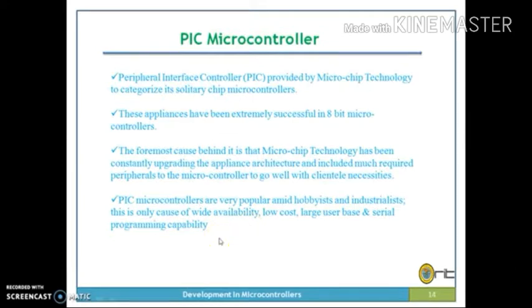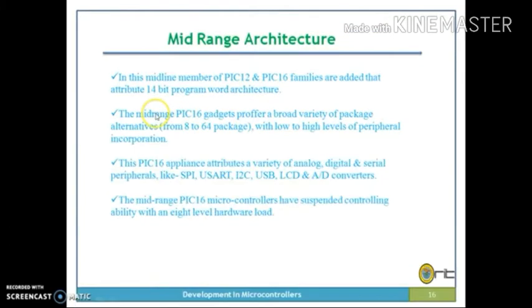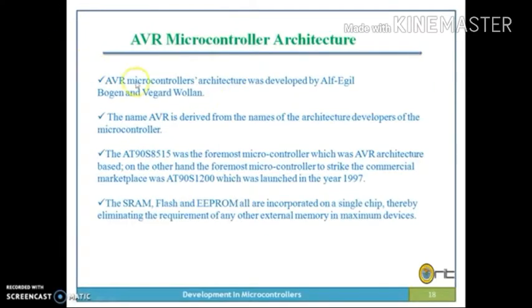PIC microcontrollers are very popular among hobbyists and industrialists. This is because of widely availability, low cost, large user base, and serial programming capability. Here we have the PIC microcontroller architecture. It is simple. PIC microcontroller architecture consists of 3 things: baseline architecture, mid-range architecture, and high performance architecture.